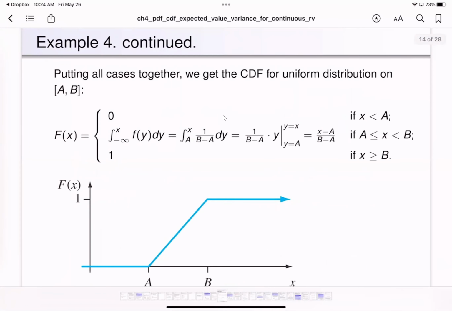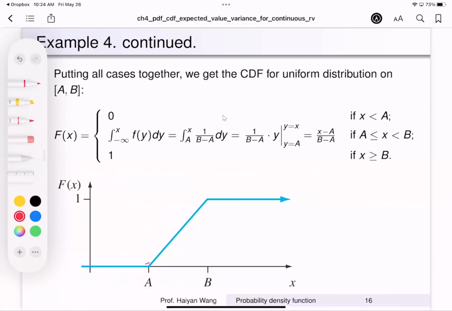If we plot it, the beginning part is 0 since we have no probability there, and then we start to have x minus a over b minus a. That's the straight line with a slope. The slope is simply 1 over b minus a, because this is what's multiplying the x. And then this last part is a constant, because it's always 1.